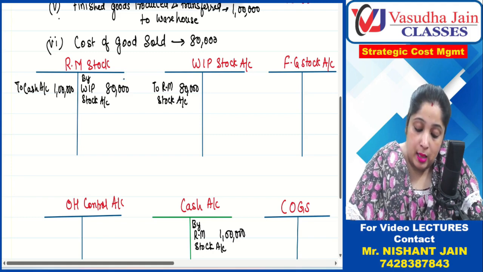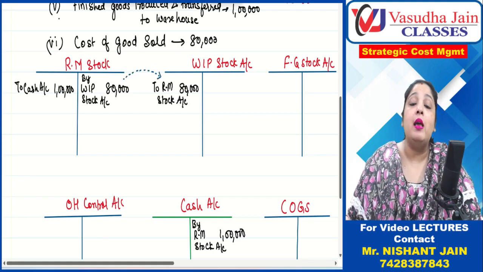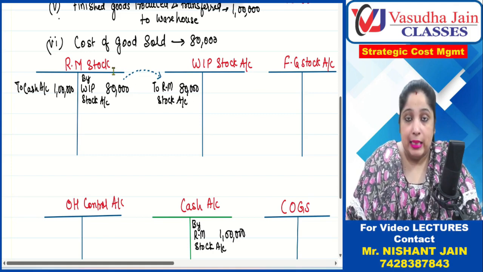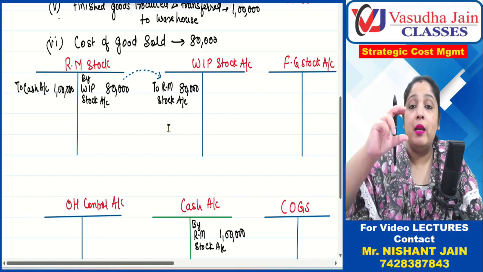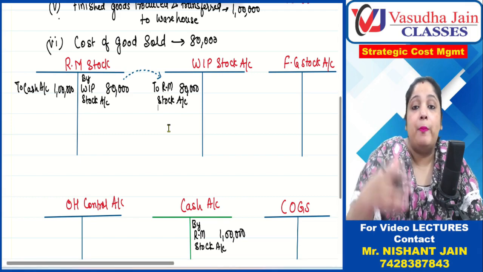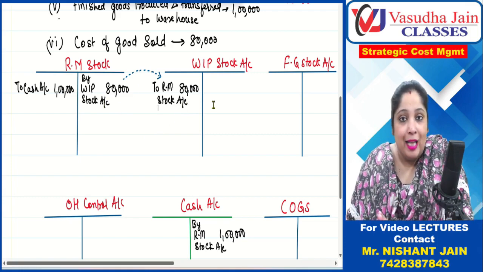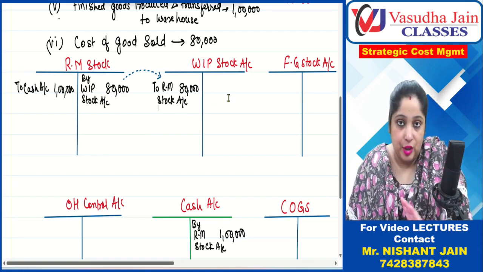This shows the movement of my stock, and by this we are valuing the finished goods that we are creating. We are trying to assign cost to it. So we have assigned 80,000 cost to the goods that we are manufacturing, right?